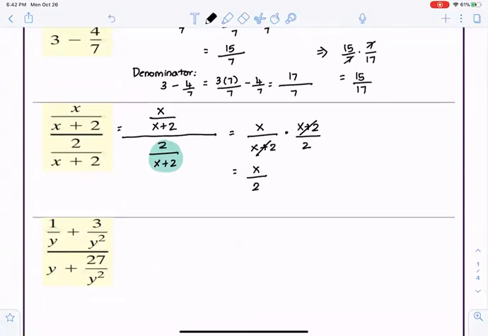Now things could get challenging because sometimes people would know what to multiply by right away. So I'm going to take the usual approach of tackling the numerator and denominator separately, then combining at the very end. So we have 1 over y plus 3 over y squared.